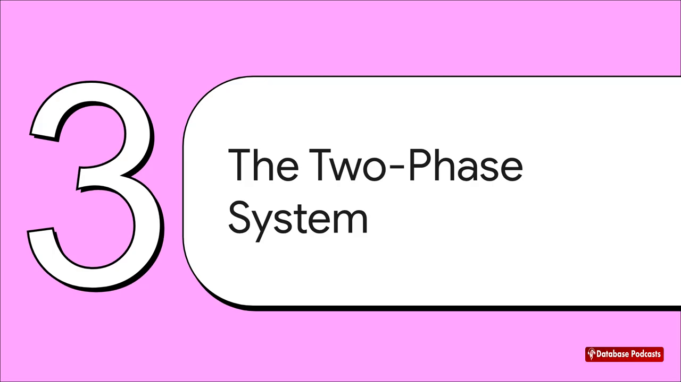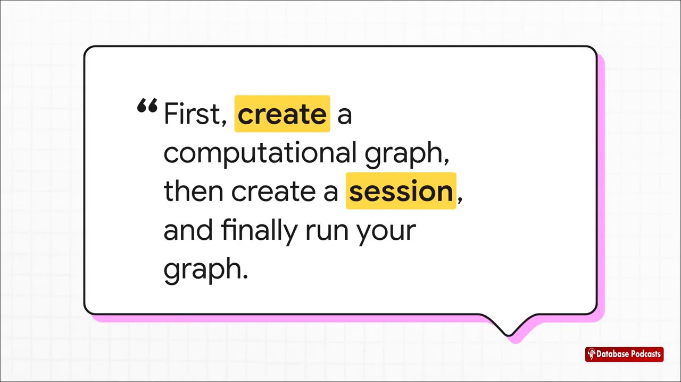Okay, now this next part is maybe the most important concept to grasp. It's this idea of a two-phase system. This is what makes the whole thing so powerful. There's this quote that really just says it all. In TensorFlow, you first must create a computational graph, then create a session, and finally run your graph. See? It's a strict two-step process. You build the thing, then you run the thing.